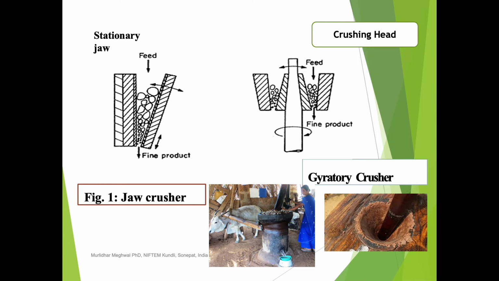Then we have the jaw crusher, already discussed, and then the gyratory crusher. Even now you will see in a village setup they use coconut, and from coconut they extract oil. Earlier it used to be operated by animals, but now it may be replaced by electric operation. They use electrically operated gyratory crushers.